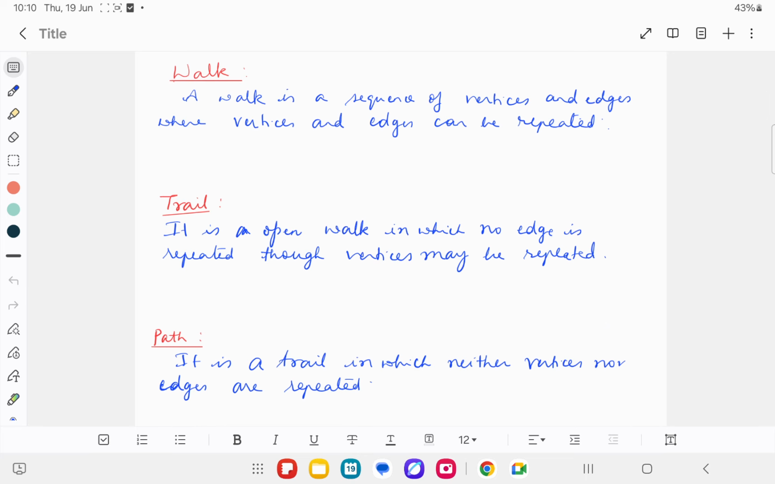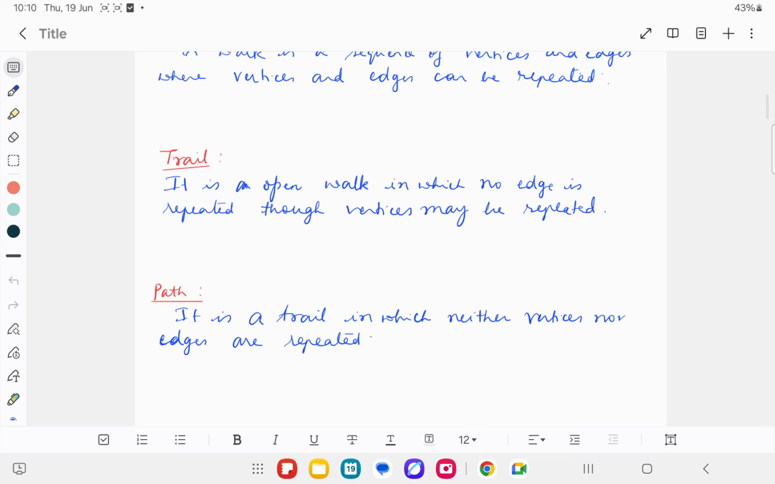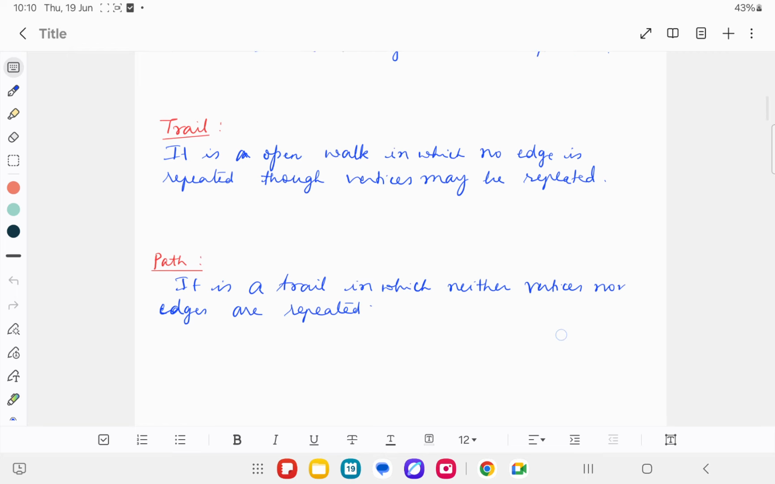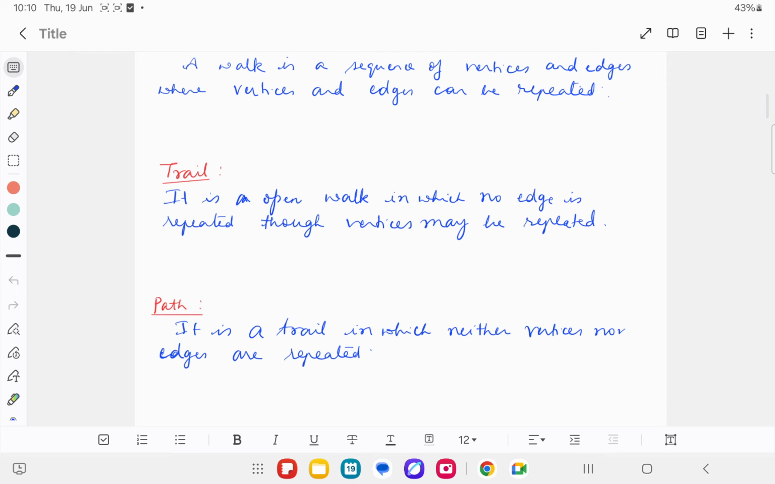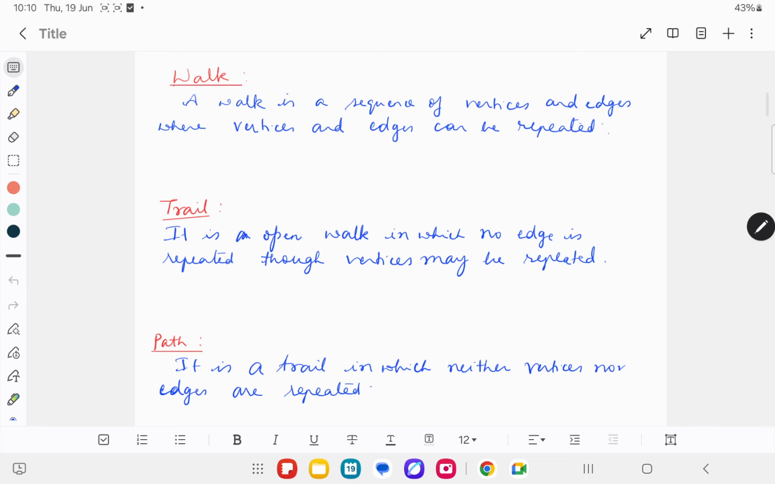Trail. It is an open walk in which no edge is repeated, though vertices may be repeated. So the difference between walk and trail is that in a trail the vertices can be repeated but edges cannot, whereas in a walk, both can be repeated. Then a path is a trail in which neither vertices nor edges are repeated. So we can say that a path is a trail. A path is also a walk. A trail is a walk, but a trail is not a path. Right?